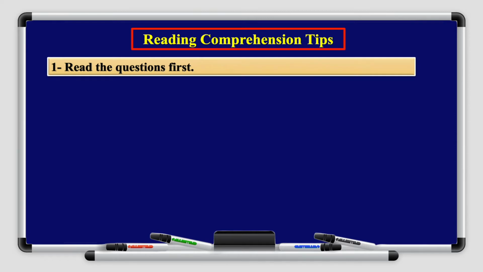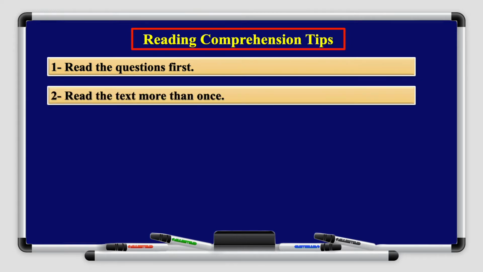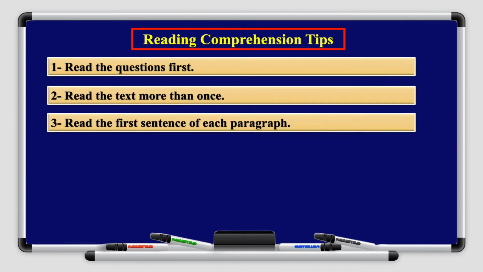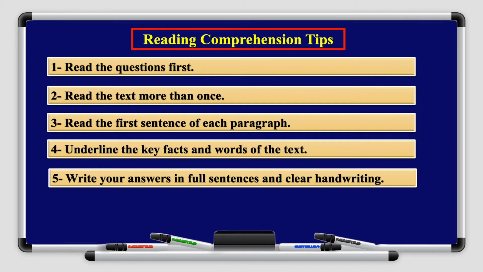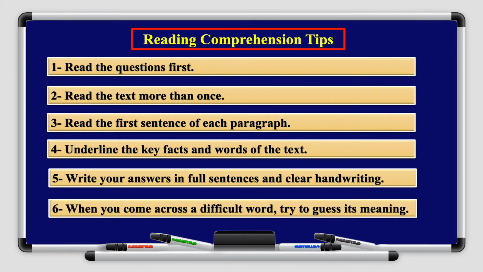Number one, we have to read the question first, of course. Read the text more than once so we can understand and then answer the questions. Read the first sentence of each paragraph, that's important. Underline key facts and the evidence of each question so we can answer the questions. Write your answers in full sentences and clear handwriting. When you come across a difficult word, try to guess its meaning by the words before and after.